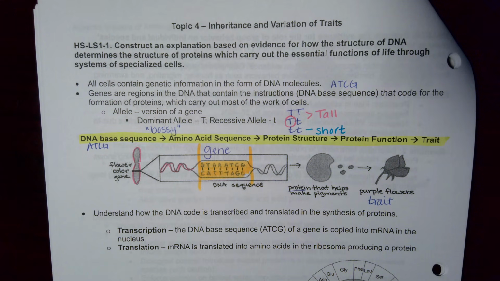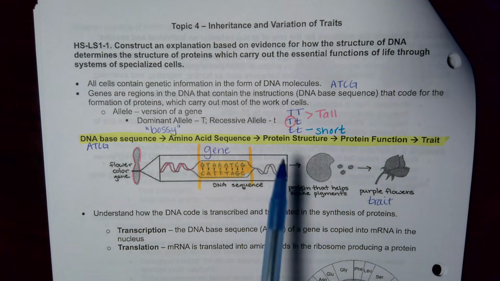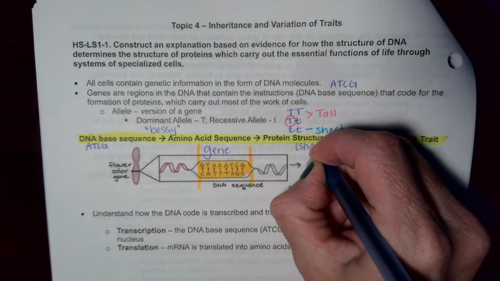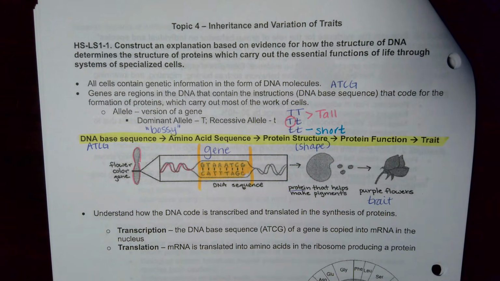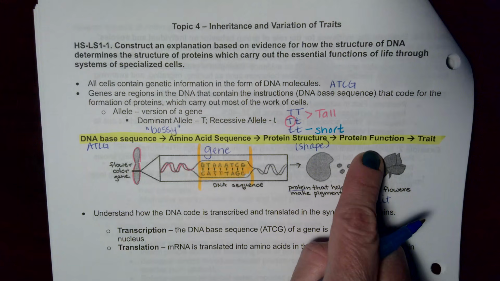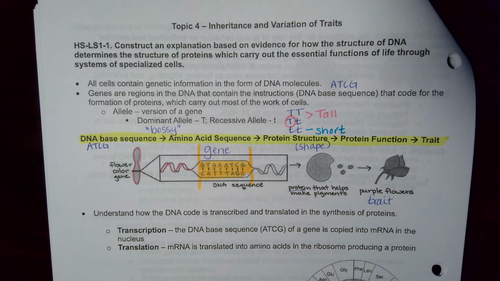After we had put all of the beads on the pipe cleaner, we then arranged it into a shape, which is our protein structure. Structure and shape for us could be synonyms for one another. The structure or the shape is going to determine the function, and then finally function determines whatever trait you have.